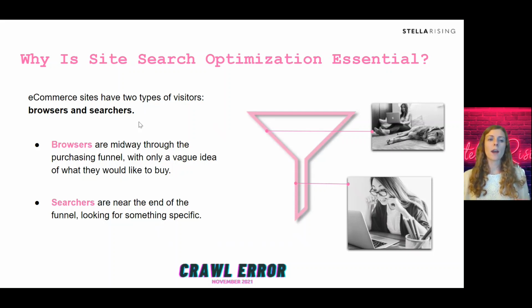Well, for e-commerce sites, you have two types of visitors. You have your browsers and your searchers. So the browsers are midway through the purchasing funnel. They only have a vague idea of what they'd like to buy. Maybe they think they might want a new shirt. Versus searchers are toward the end of the funnel. They're looking for something specific. They want a certain floral shirt or a certain red shirt, and they are determined to get it. So as you can see, that browser is just kind of perusing your website versus the searcher is determined to find that item. And if they can't get it from your site, they might turn to a competitor.